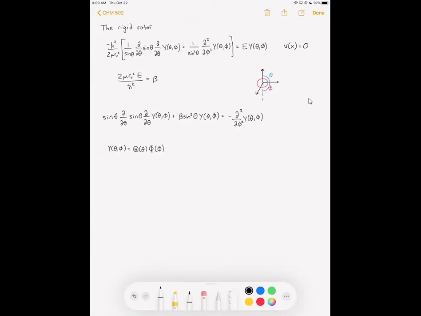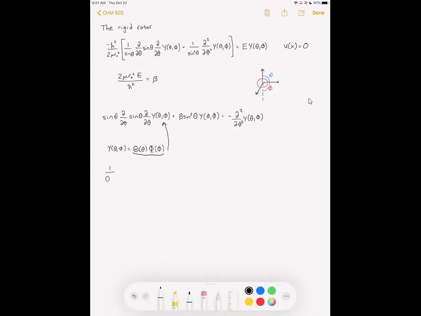So we can further break this down. What we're going to do is take this term and substitute it in for every Y, theta and phi. And then when we're taking the partial derivative with respect to theta, we can pull out the phi term, and then likewise for the other way around. And so what that ends up getting us is the following.